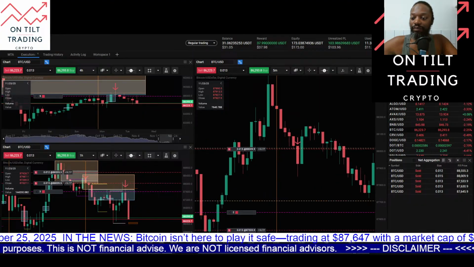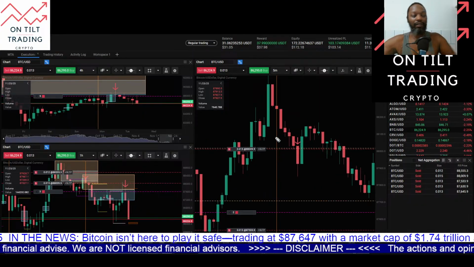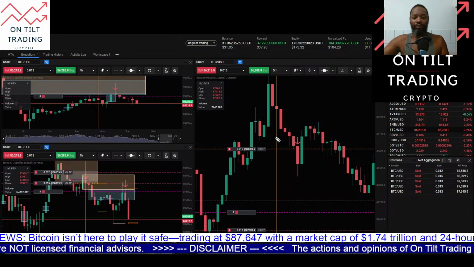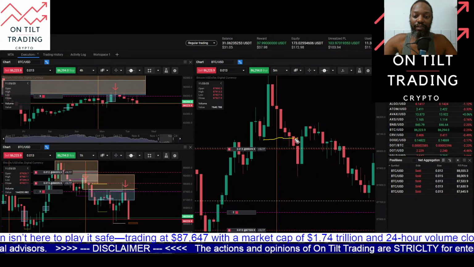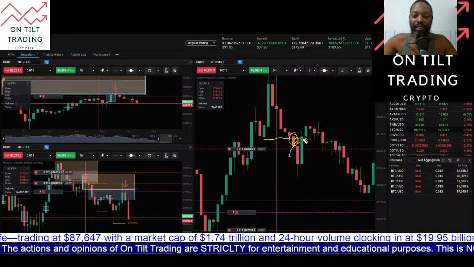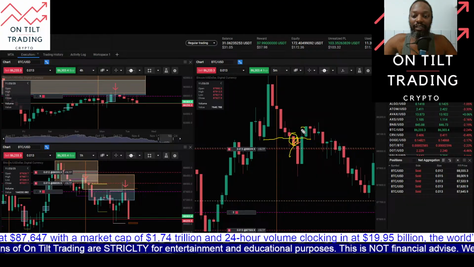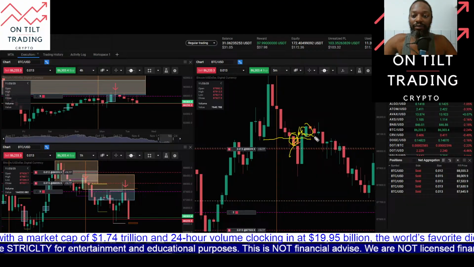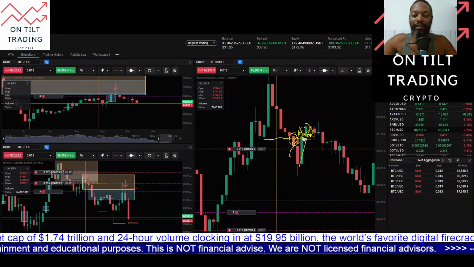Then this is my FOMO entry here, where we get the level here, where we get the shift here coming from this candle. I enter it here, where ideally I would be entering here in this candle when price pulls back.